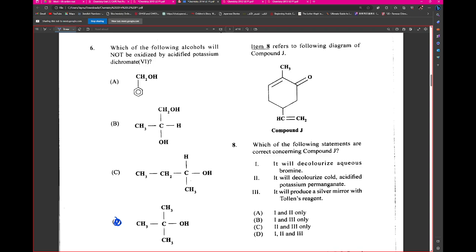Number 8. Which of the following statements are correct concerning compound J? Oh my gosh, compound J. Alright, it will decolorize aqueous bromine. Is that true? Yeah. Alkene, wonderful. It will decolorize cold acidified potassium permanganate. Is that true? Yeah. And it will produce a silver mirror. No, isn't that a ketone? It's a ketone. So 1 and 2 should give us a.